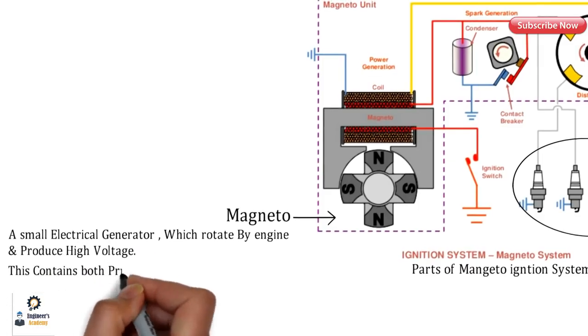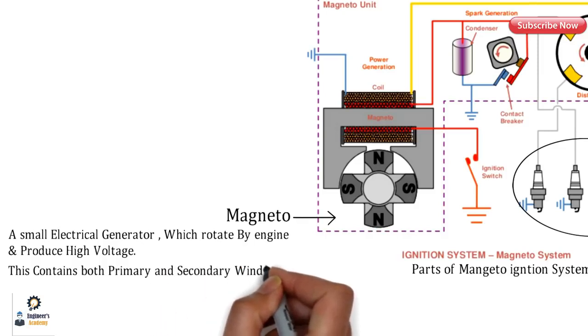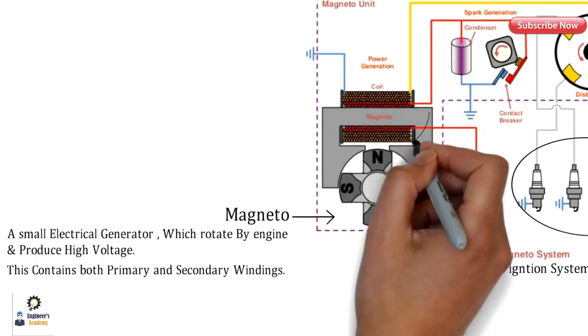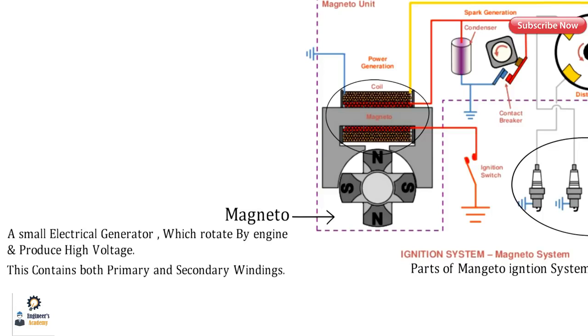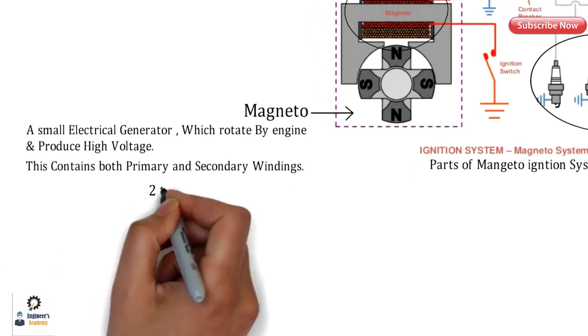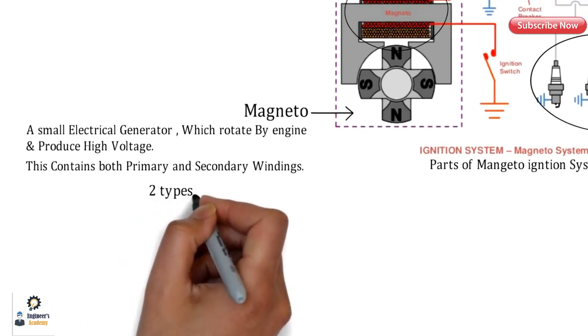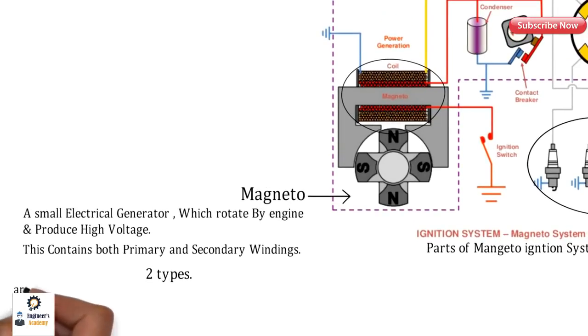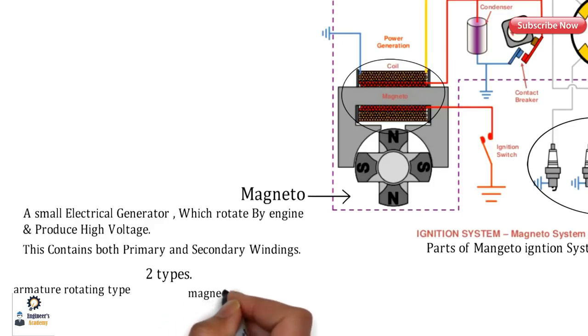So just like in the previous one, it contains both the primary and the secondary winding. So there is no need of the ignition coil as we have seen in the previous one. So guys, this magneto is of two types basically. The first one is the armature rotating type, and the second one is the magnet rotating type. So over here, in the case of armature rotating type, the armature is rotating and the magnets are stationary, and in the magnet rotating type it is vice versa.